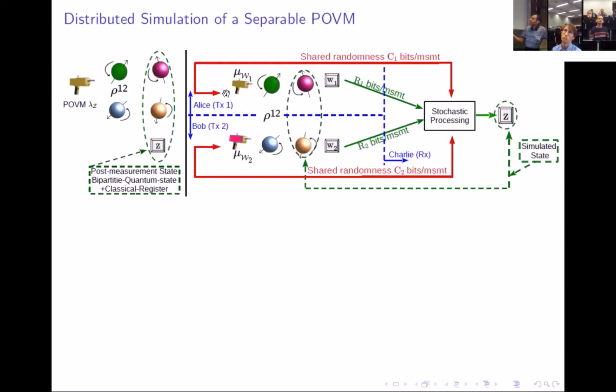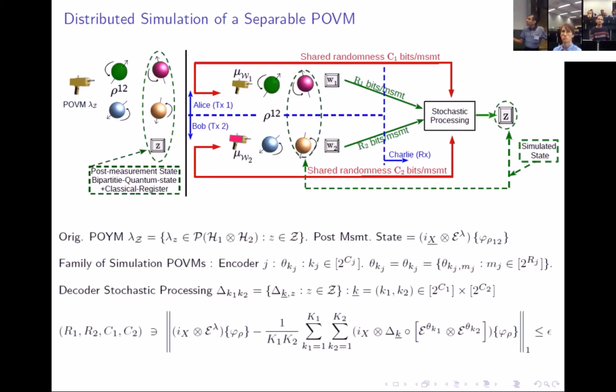So what do I need? At the end of the day, I can take any POVMs W1 and W2, and so long as I can ensure that the post measurement state coming out of this alternate POVM, followed by classical processing at the decoder, is identical to the original, then I've essentially simulated the POVM. I want to characterize the set of all R1, R2, C1, C2 tuples that can do it. It's just the extension of that, with K becoming K1, K2, and the simulation measurement theta K splitting into two parts, theta K1 and theta K2, that are two separable POVMs.